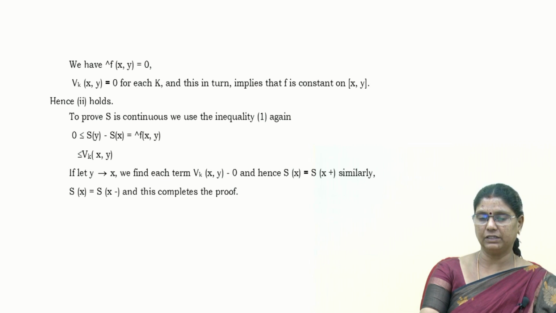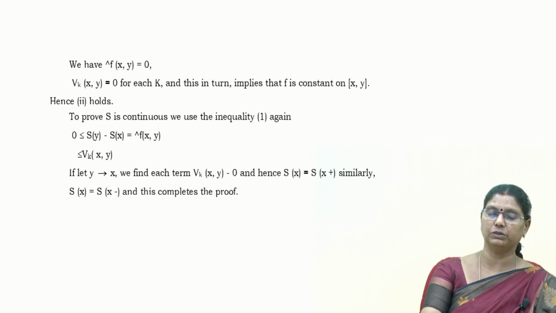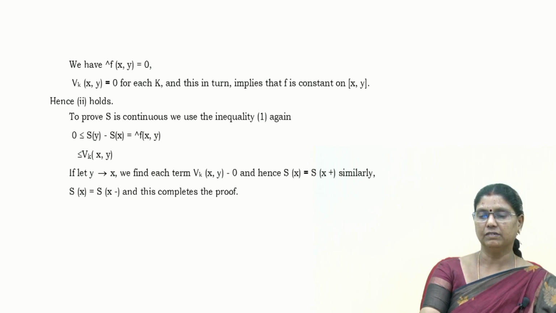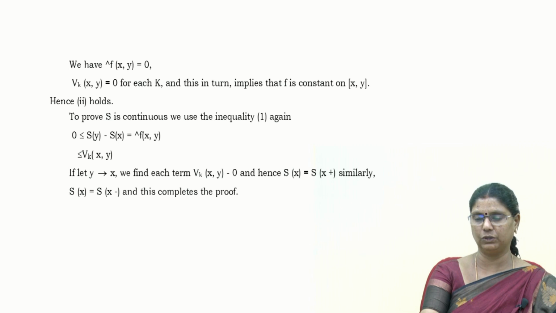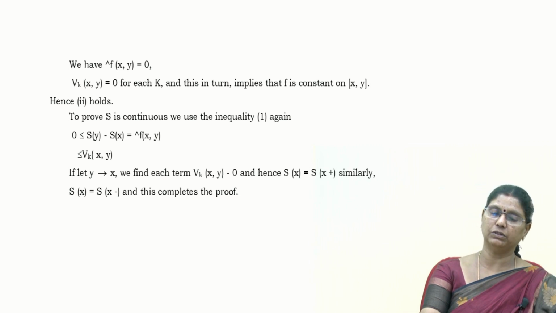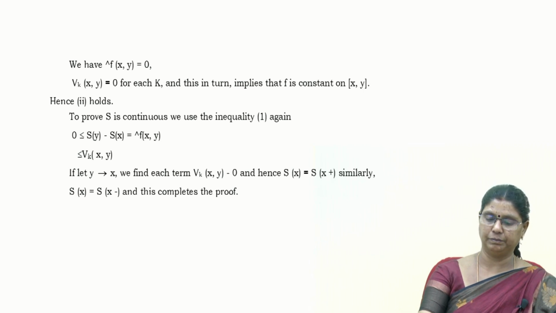To prove s is continuous, we can use the inequality 1 again, and hence we have 0 less than or equal to s(y) − s(x), which is nothing but Λf(x, y), and which is less than or equal to the sum of Vk(x, y). So, if we let y tend to x, we find each term Vk(x, y) tends to 0, and hence s(x) is equal to s(x+). Similarly, we can show that s(x) equals s(x−), and hence this completes the proof of the given theorem.